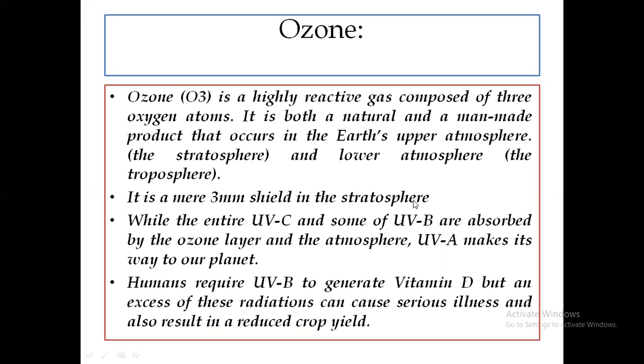In the stratosphere, the entire UVC and some of the UVB are absorbed by the ozone layer. The UVA still makes its way to our planet. So UVC is totally blocked, some portion of UVB is absorbed by the ozone layer, but UVA still enters our planet Earth. Humans require ultraviolet B to generate vitamin D, but an excess of this radiation can cause serious illness and also result in reduced crop yield. So we need some portion, but excess will obviously harm us.